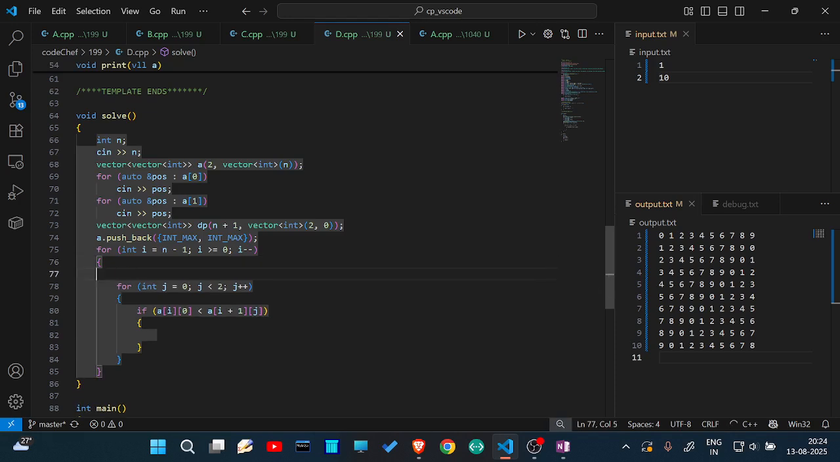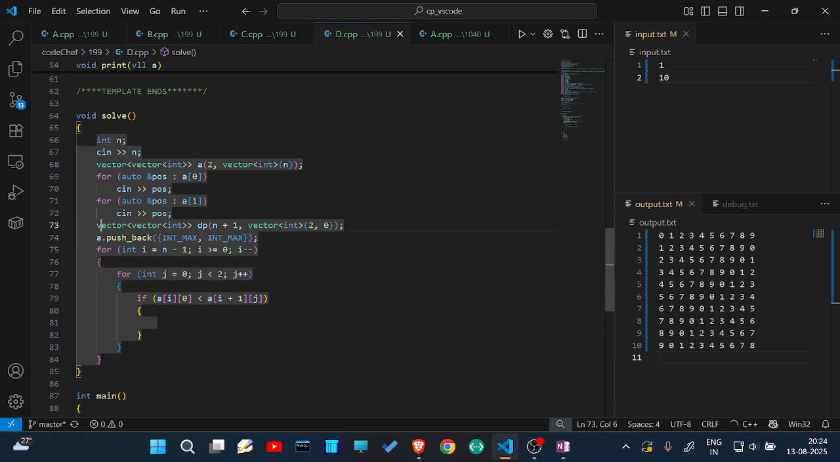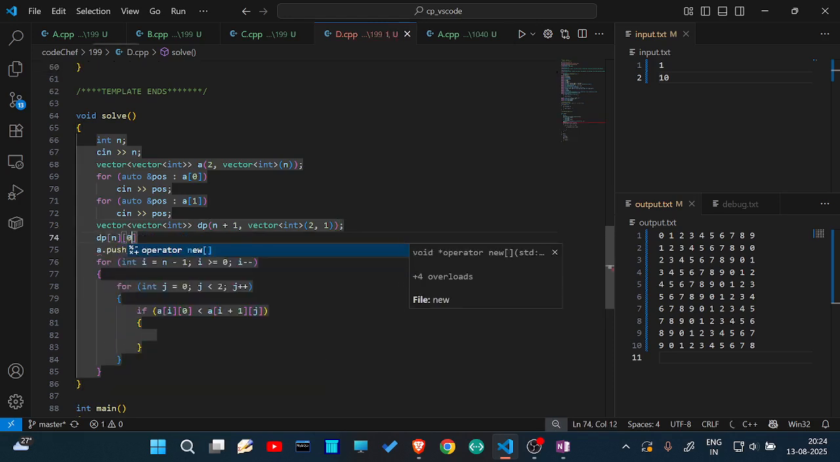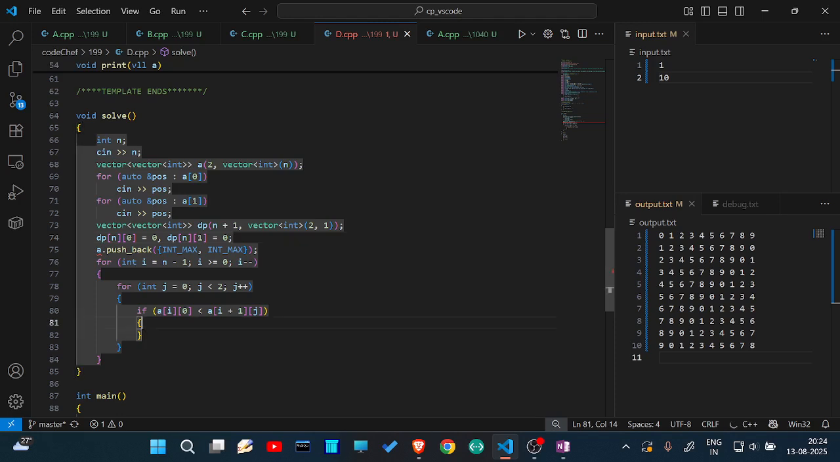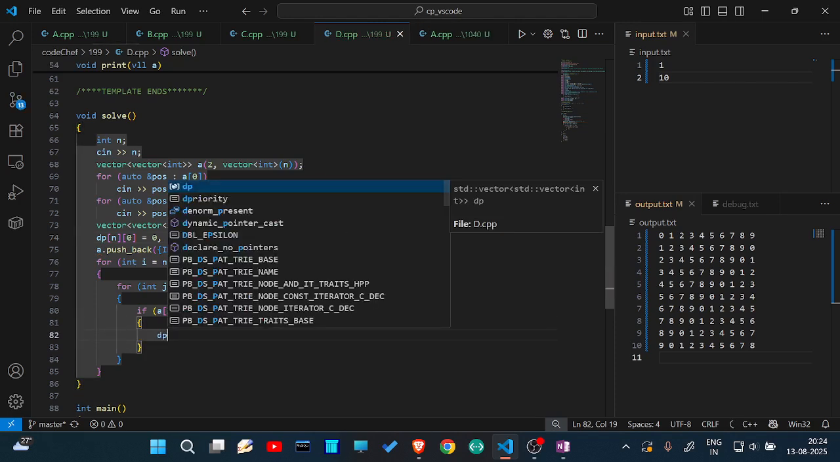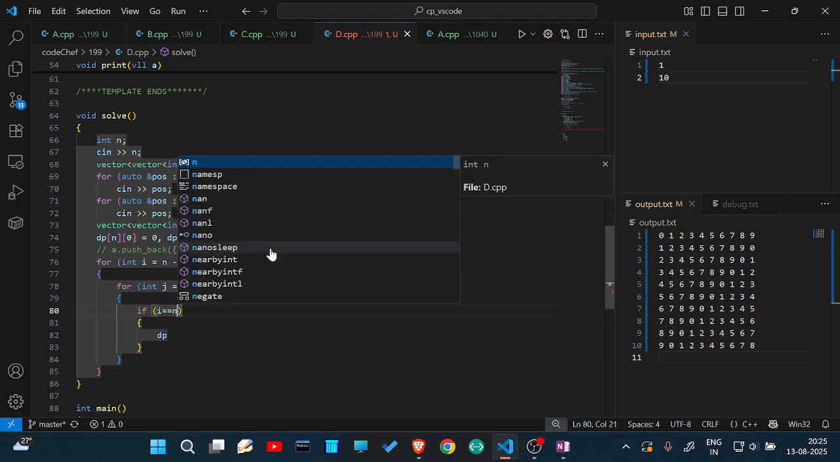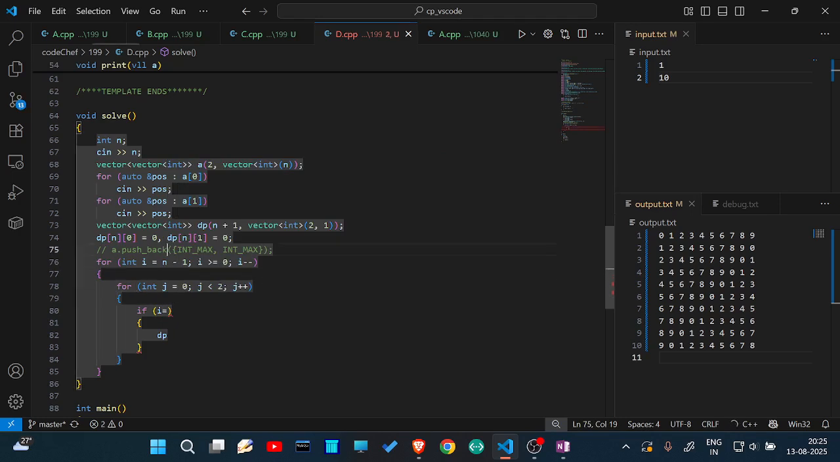You can just initialize everything by 1 instead of that. So the base case, I can directly give a 1 for the base case, and dp of n comma 1 would be a 0. Everything is the same. Or instead of pushing back this, we can just directly do it. Another important thing.